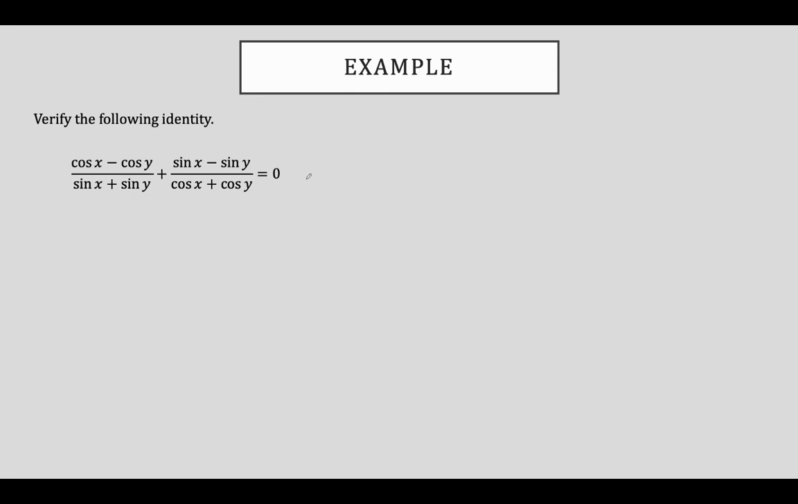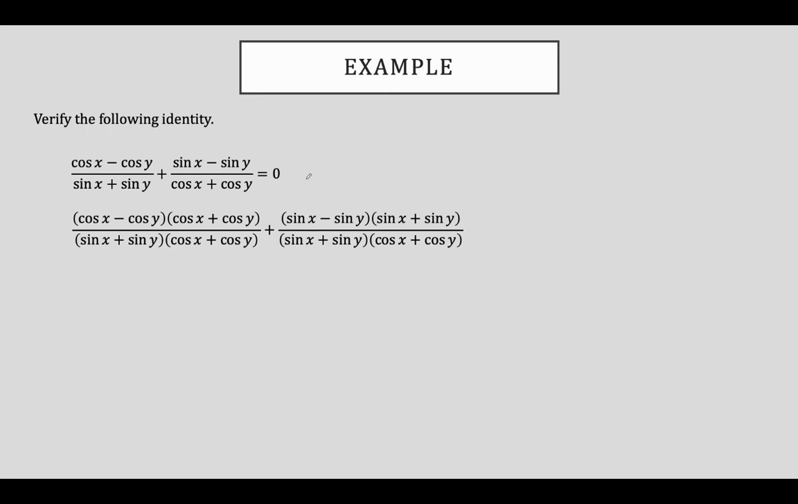the denominator of the other fraction, leaving me with cosine x minus cosine y times cosine x plus cosine y, notice that's the second denominator, over sine x plus sine y times cosine x plus cosine y, plus sine x minus sine y times sine x plus sine y, that's the denominator of our first fraction, divided by sine x plus sine y times cosine x plus cosine y. Again, all we are doing here is getting a common denominator.